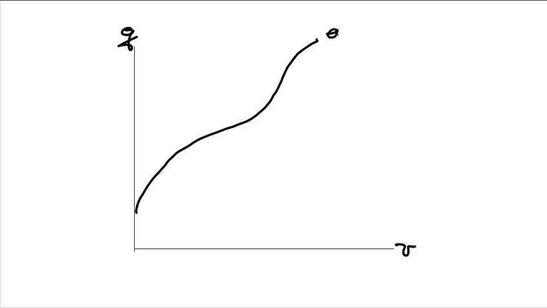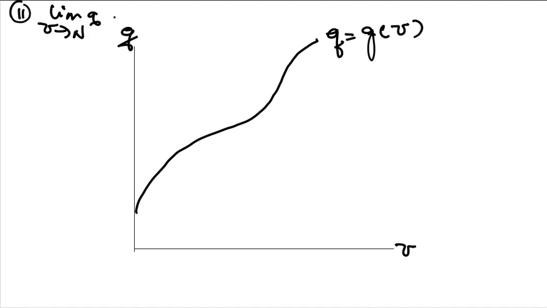Okay, so here Q is a function of V. If we go back to expression 11, what does 11 say? 11 says that the limit of Q as V approaches N is actually L. I've written 11 here.